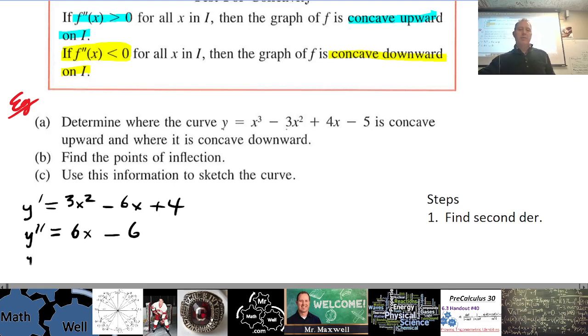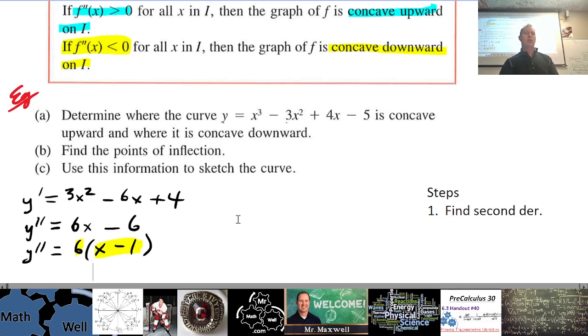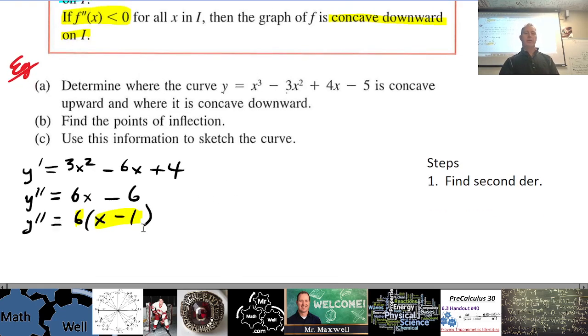Now we can factor this, right? That's totally good. If we can factor, we always should. So we actually have 6 times (x minus 1). We have two factors technically there, and one factor is just plain old 6. It does not have a variable in it, so there won't be a 0 for the second derivative on this factor, but x equals positive 1 is going to be important later, and even now. So we can see that there will be a change in the second derivative at some point here.